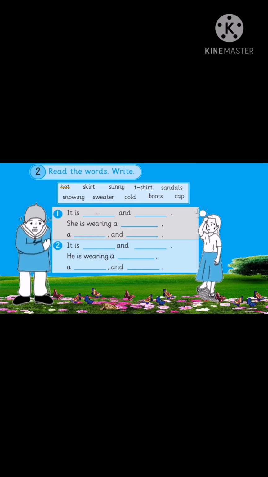Okay, grade 2, let's move to the next task. Read the words, then write. Complete the short paragraph with the given words. Let's complete number 1 together. It is hot and sunny. She is wearing a t-shirt, a skirt and sandals. So it's hot and sunny. She's wearing a t-shirt, a skirt and sandals.